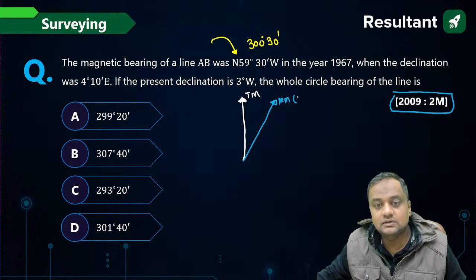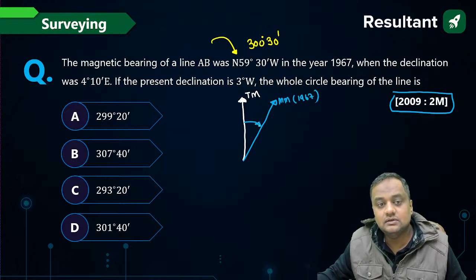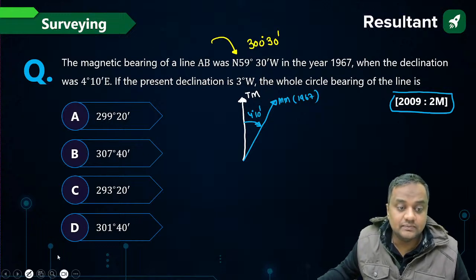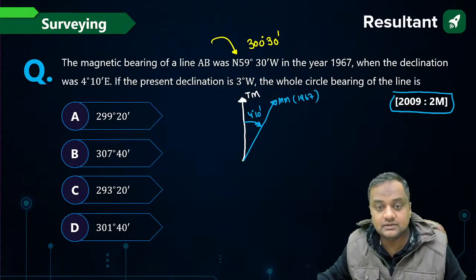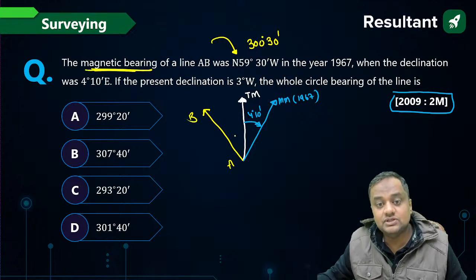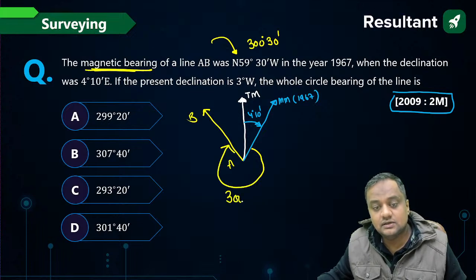That is 1967, and that is 4 degree 10 minute towards east. And from this, the whole circle bearing of the line is 300 degree 30 minutes. So the line will be like this. And this is the magnetic bearing. Magnetic bearing will be measured from the magnetic meridian, from here. So from here, this angle is 300 degree 30 minutes.